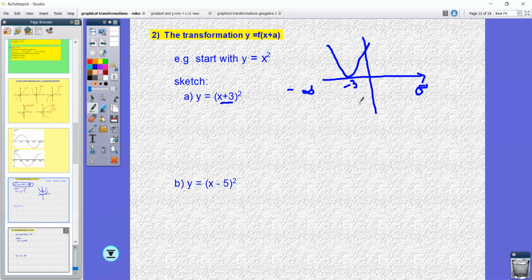So what is this one then? Well, it's a translation as well, isn't it? But in the negative x direction. So we can write complicated rules up there, but much better to be able to understand and explain it, I think, rather than having something written down. That can be quite complicated, actually.